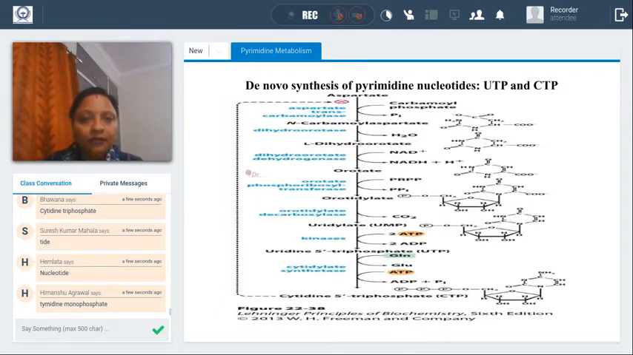This is the same mechanism, same slide: de novo synthesis of pyrimidine nucleotides. We can get UTP and CTP.